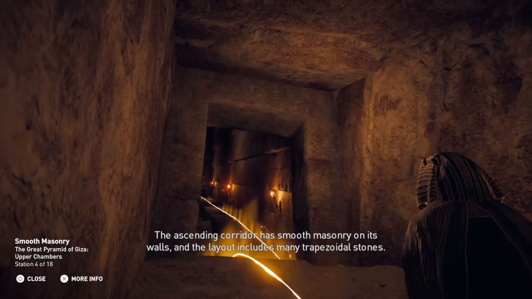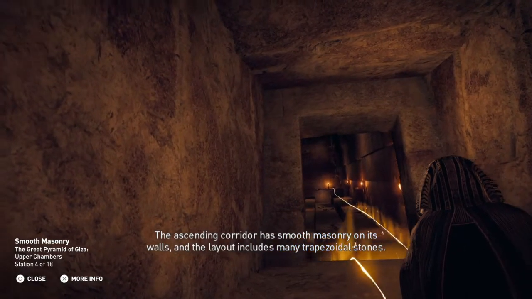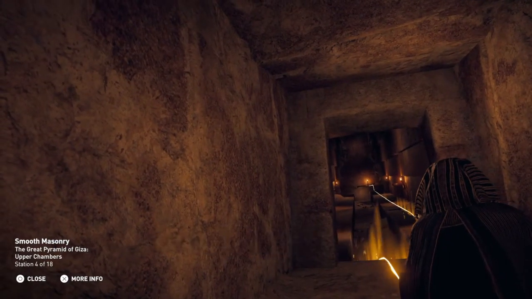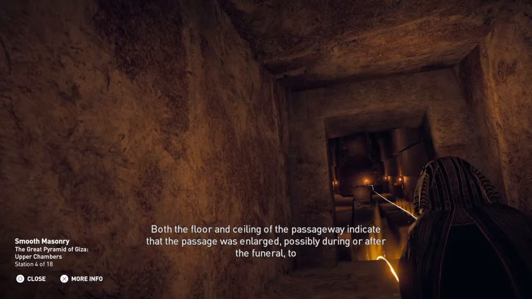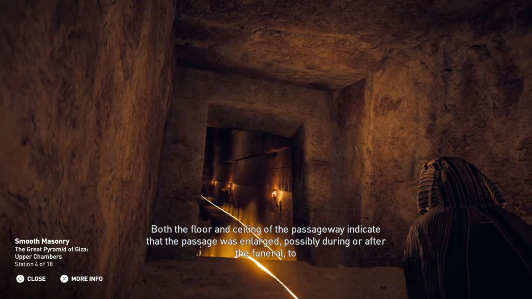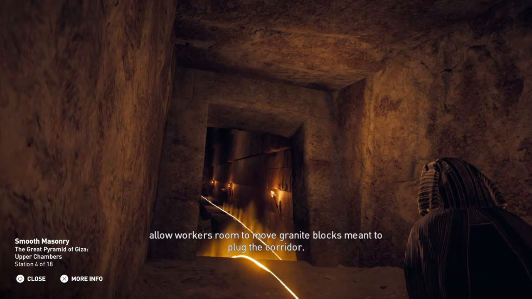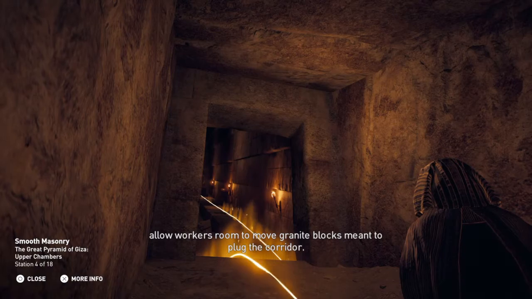The ascending corridor has smooth masonry on its walls, and the layout includes many trapezoidal stones. Both the floor and ceiling of the passageway indicate that the passage was enlarged, possibly during or after the funeral, to allow workers room to move granite blocks meant to plug the corridor.